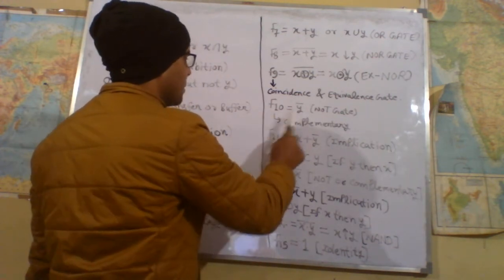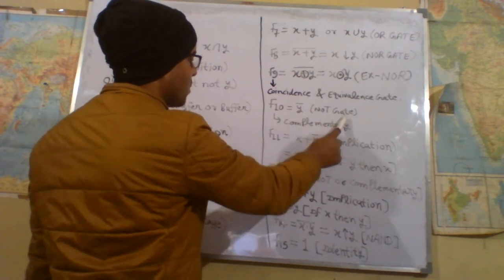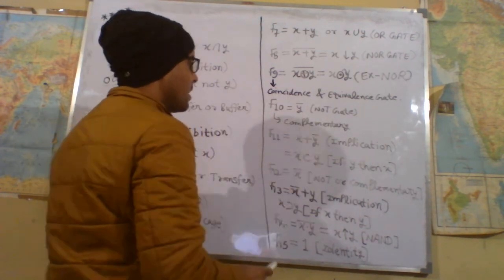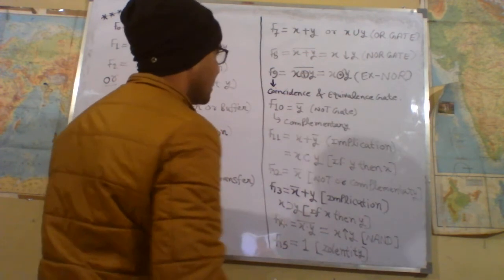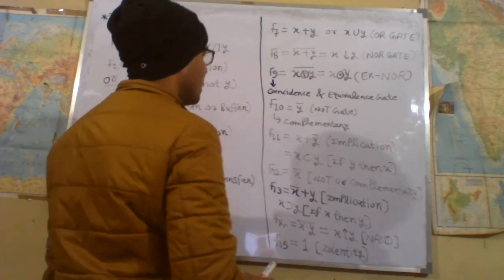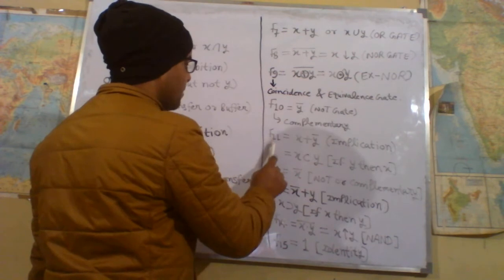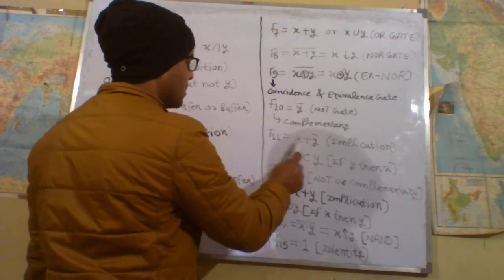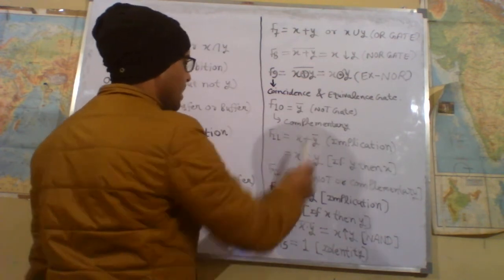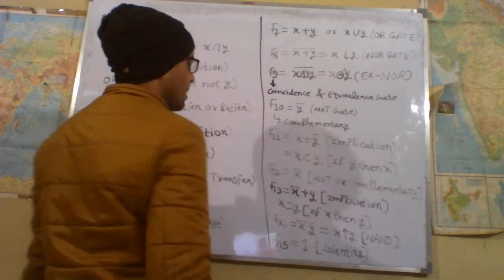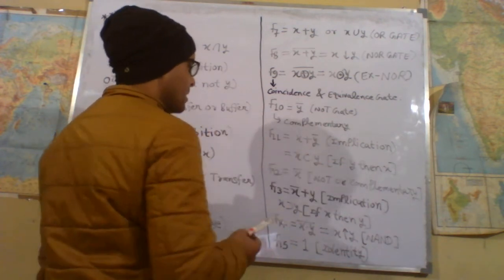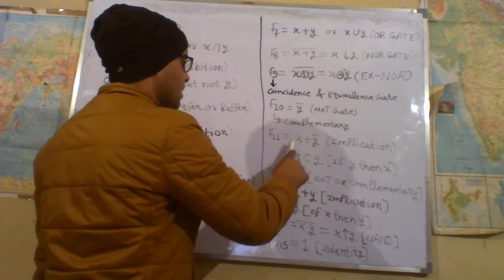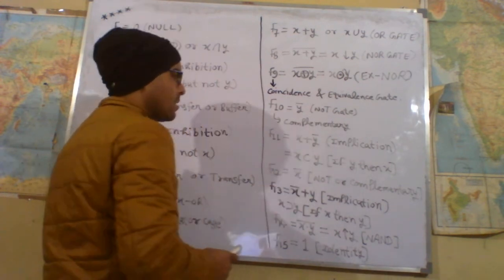Next is F10, that is equal to Y bar, meaning NOT gate or complementary gate. In case of NOT gate, whatever we are giving at input, we get the complement of that at output. Next is F11. So F11 equal to X or Y bar. It is called implication. It can have two cases, that is X or Y bar or X bar or Y. So how to pronounce that?